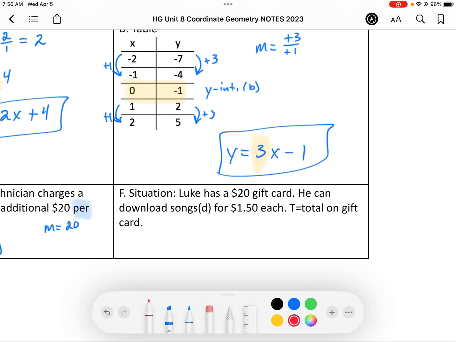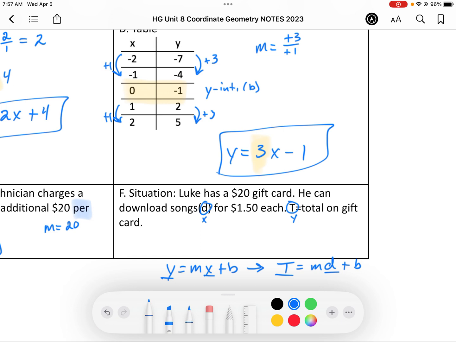Okay? For this situation, Luke has a $20 gift card. He can download songs for $1.50 each. T is the total on the gift card, and D is the number of songs downloaded. This situation calls for its own variables. So instead of y, we're going to use T. And instead of x, we're going to use D. So instead of y equals mx plus b, we're going to use T equals m times D plus b. I just replaced the x and the y with what they are being represented as. When you have a specific variable used in the word problem, you need to use those variables in your answer.